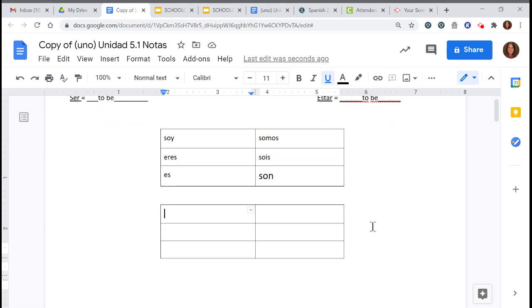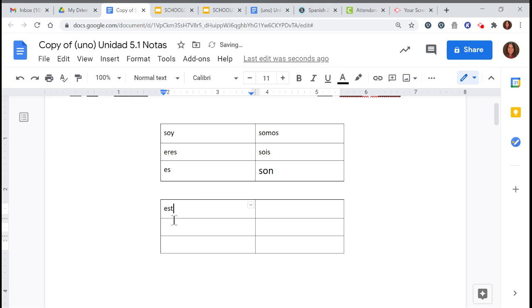For the conjugated forms for estar, we have estoy. And we have estás. Remember, we do need accent marks for most of the forms for estar. Está. For nosotros, we have estamos. Vosotros, we have estáis. And then ellos, ellas, ustedes, están. If you notice for estar, yo and nosotros do not need accent marks. The rest of the forms of your verbs do. For the verb ser, no accent marks are needed.